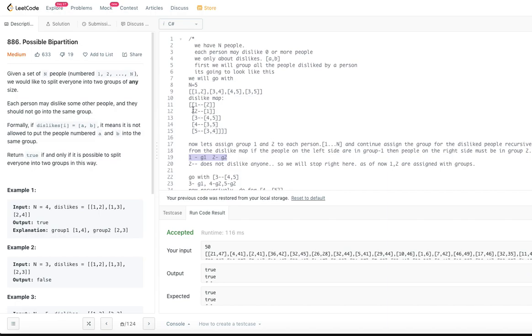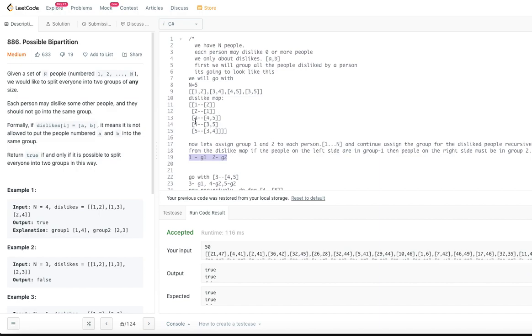And then next go with 2. What we are trying to see is, 2 is already in group 2, right? That means the people disliked by 2 should be in group 1, right? The only person disliked by 2 is 1, and 1 is already in group 1. So that's good. 1 and 2 are already put into groups, so we don't have a problem there.